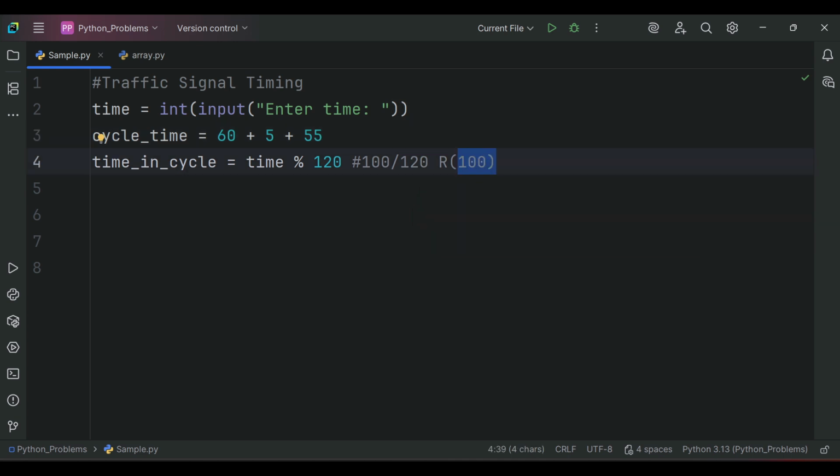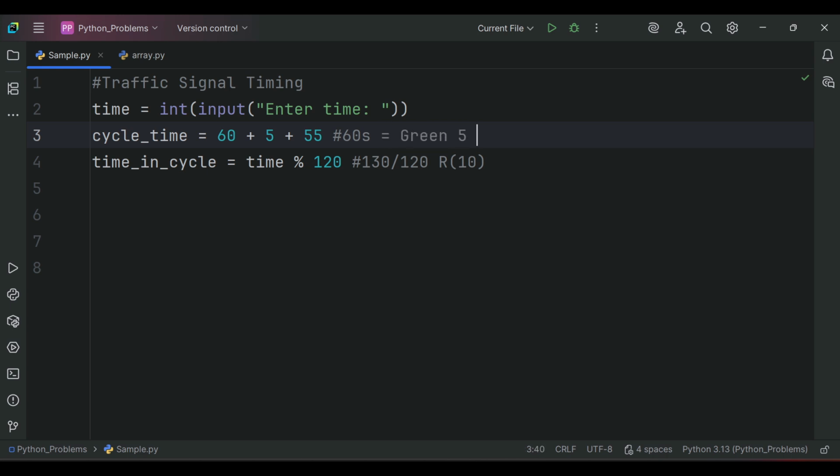Suppose here I am giving the timing as 130 seconds. At that time the remainder will be 10, that means 10 seconds. At that time the green light will be on. See here, 60 seconds for green.